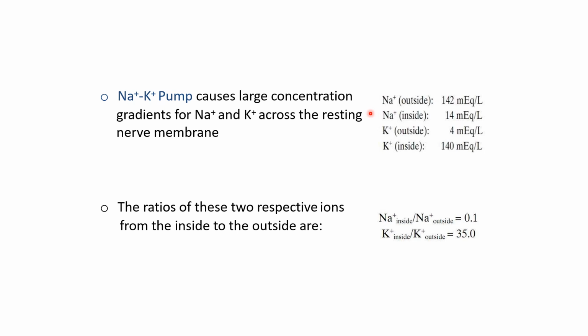This pump causes a large concentration gradient for sodium and potassium across the resting nerve membrane. The ratio of these two respective ions from inside to outside: sodium inside by outside is 0.1 and potassium inside by outside is 35. See the huge difference.